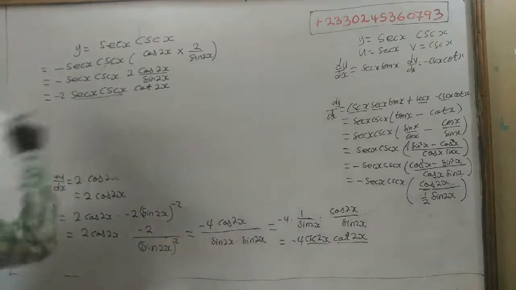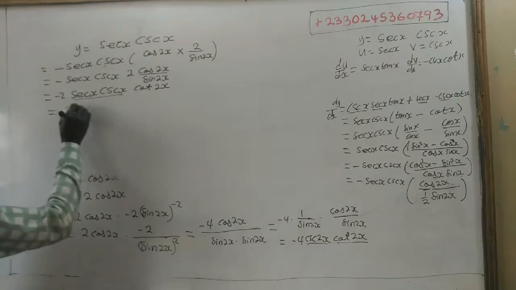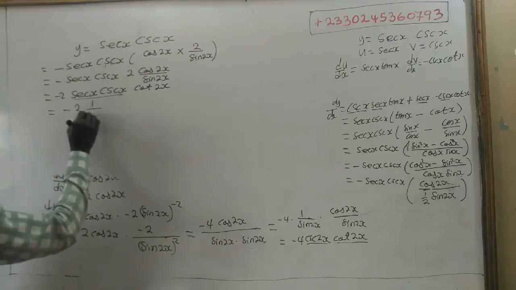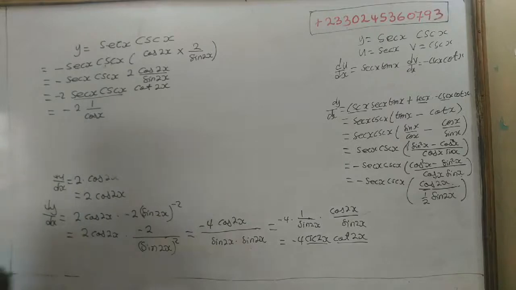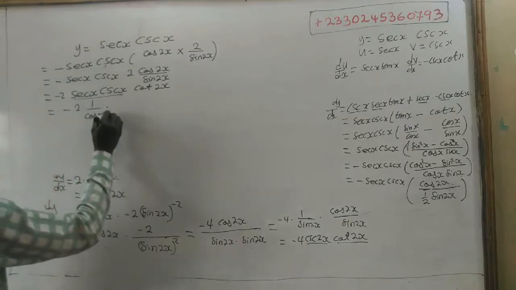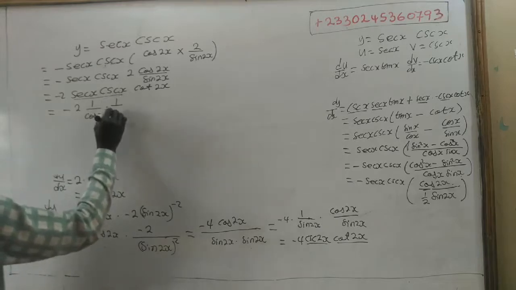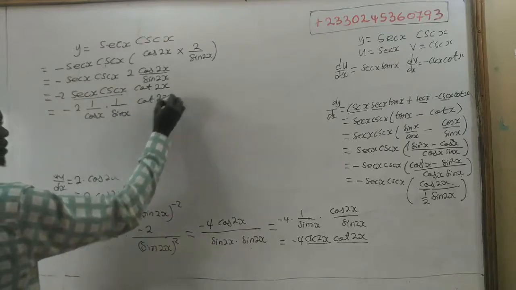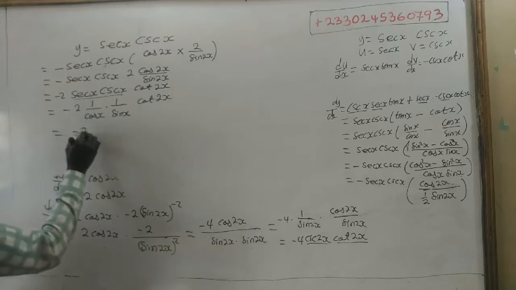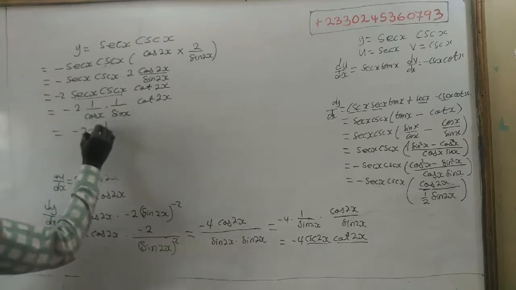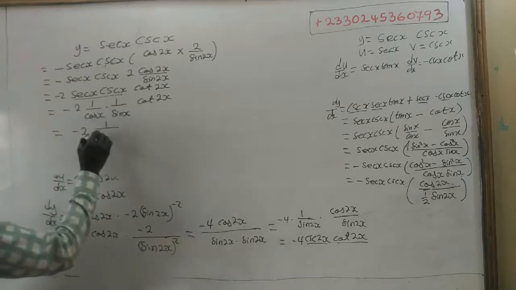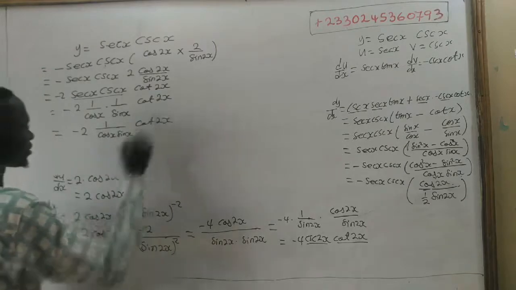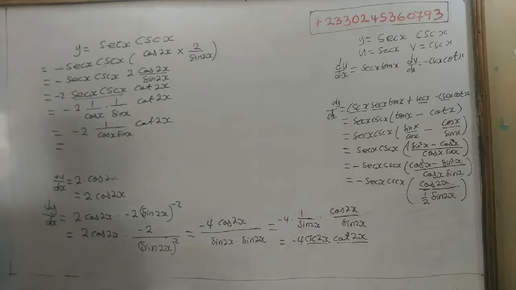Now, we want cosecant. So here, this is the same as minus 2. Secant x is the same as 1 divided by cosine x, dot 1 divided by sine x, cotangent 2x. And this is the same as minus 2, 1 divided by cosine x sine x times cotangent 2x. Wow, I love doing mathematics.